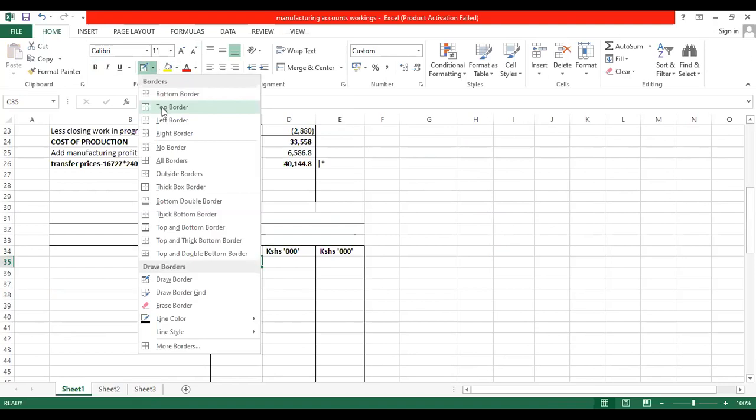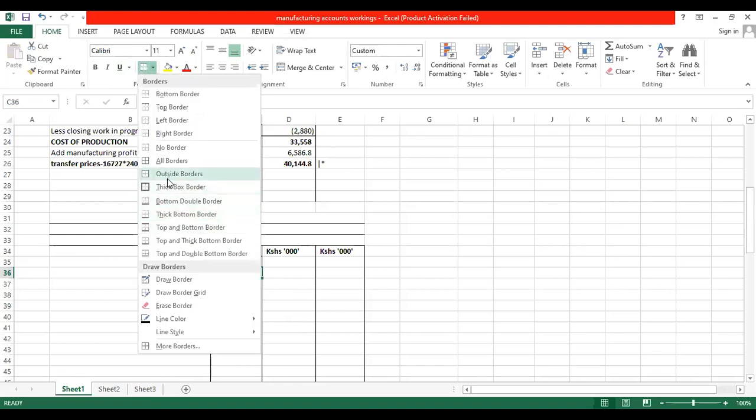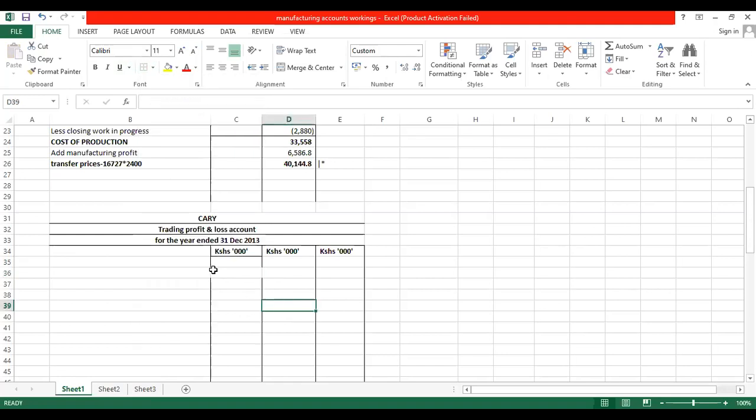We can proceed, and we need to do this very, very fast because of the limitation of time. So we proceed. What is the first item for sales, for the trading profit and loss account? It is sales, right? And what is the amount of sales?